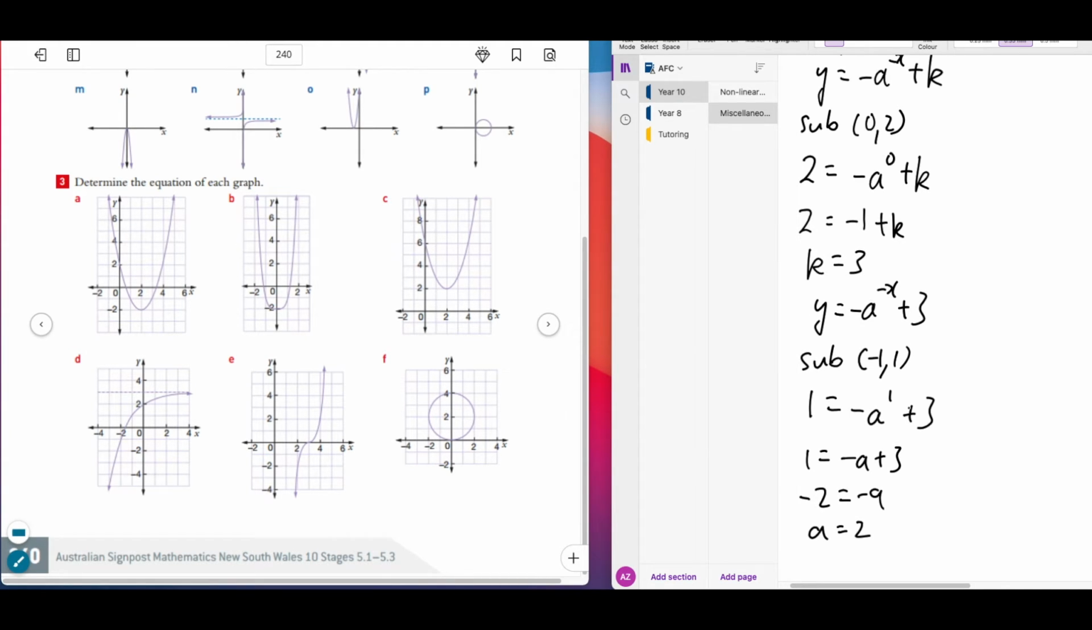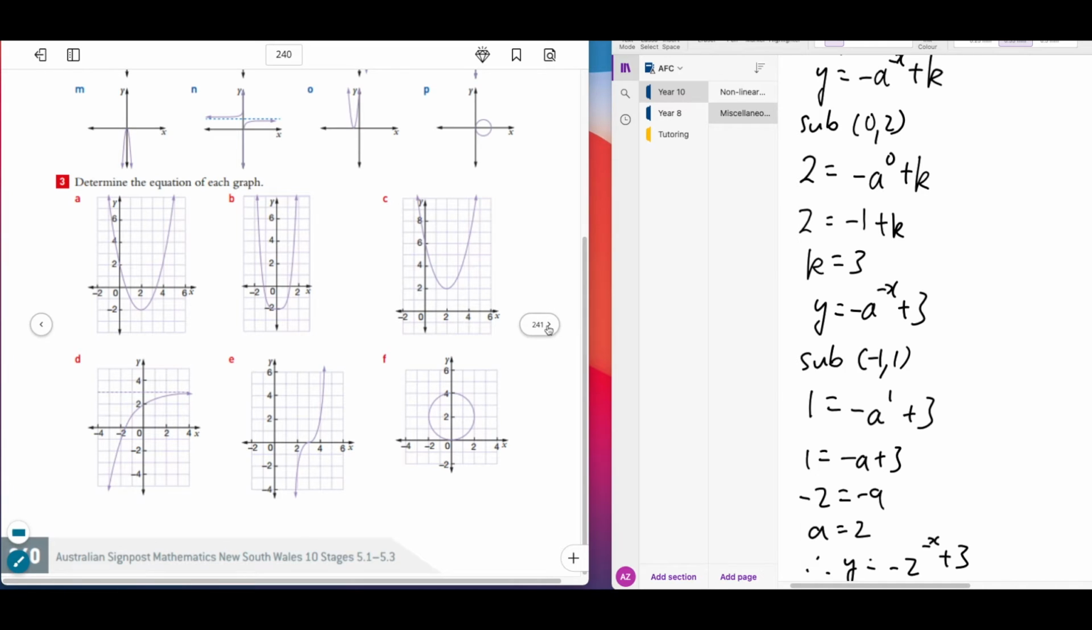So now we figured out the a, so we can say therefore y is equal to minus 2 to the minus x plus 3. Right. So question 3D is actually a pretty challenging question. So if you struggle with this, it's okay. Don't feel too stressed, as this is a pretty tough question, but make sure you understand most of the steps that I take.